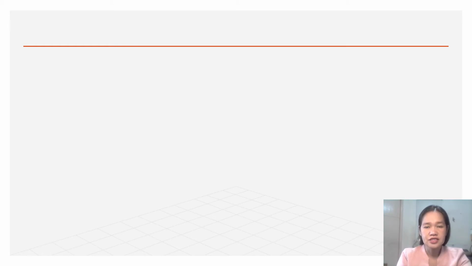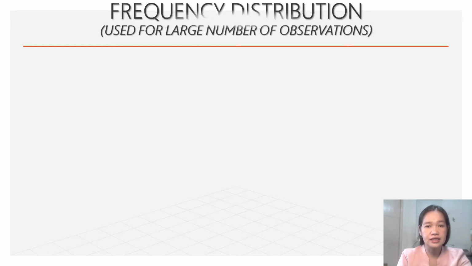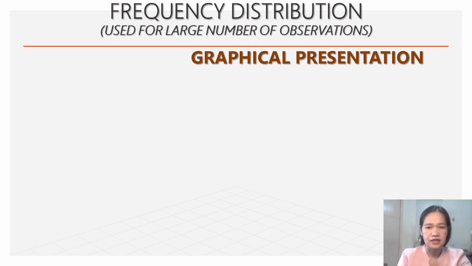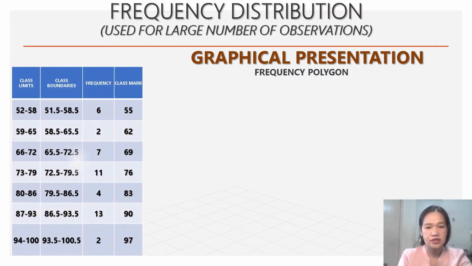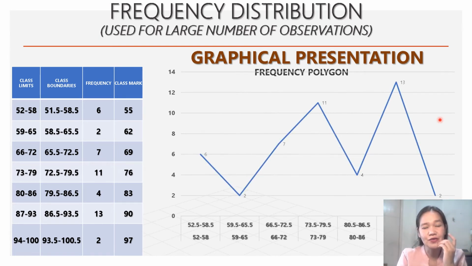Now, a frequency distribution can be presented graphically using any of the following. For graphical presentation, we have what we call the frequency polygon. This is our raw data, and the graphical presentation of a frequency polygon is shown on the right side.